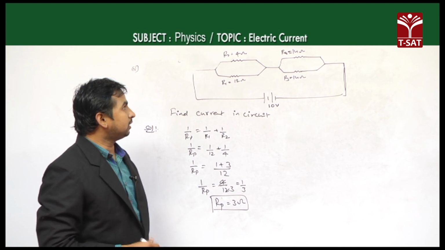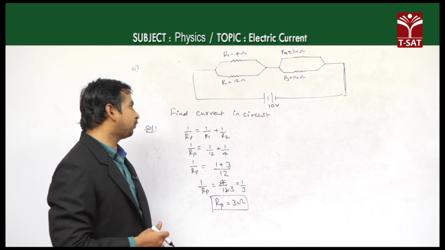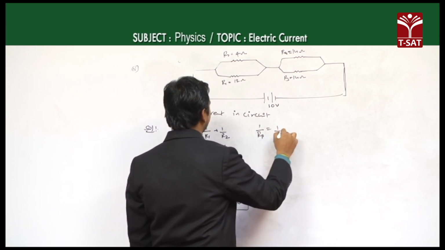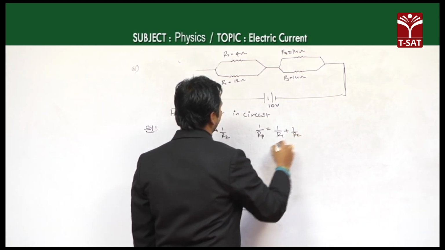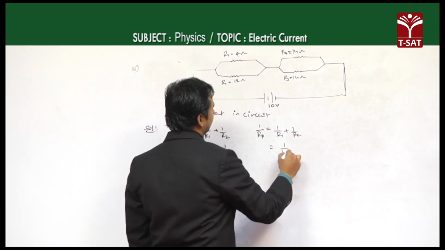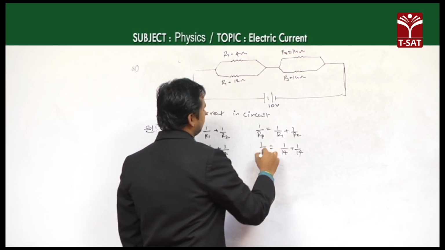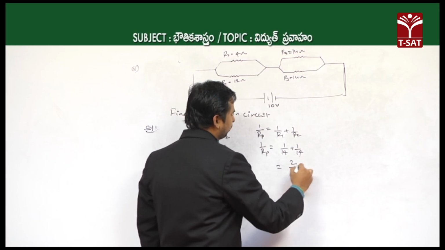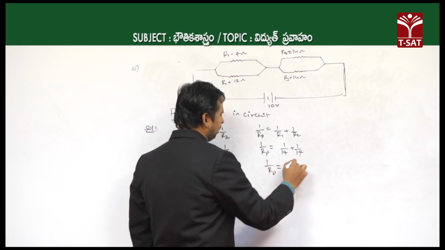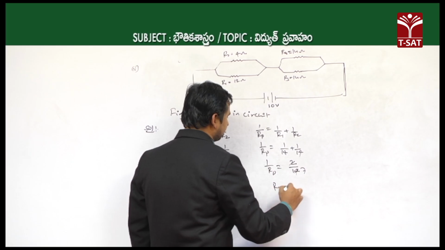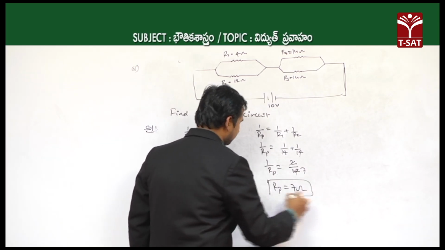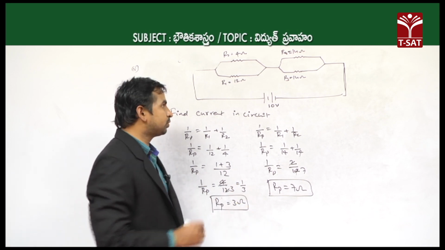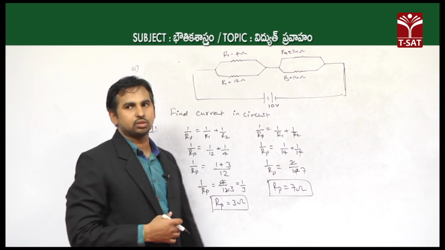After that, for the case of R3 and R4, again these two are connected in parallel. Then again 1 by Rp is equal to 1 by R1 plus 1 by R2, so it becomes 1 by 14 plus 1 by 14, which is 2 by 14, that is 1 by Rp. So Rp becomes 7 ohms for the second case. Here the Rp value for the first case is 3 ohms, and for the second case it is 7 ohms.